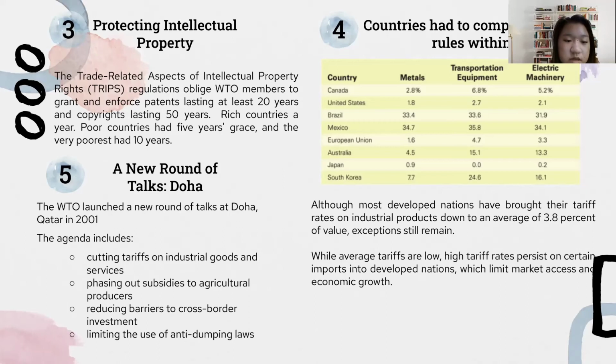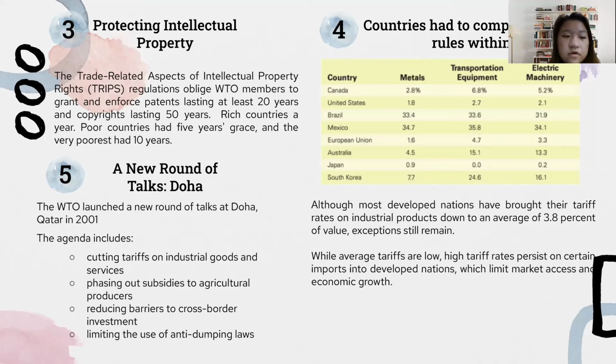Rich countries had to comply with the rules within a year, but poor countries, in which such protection generally was much weaker, had 5 years grace and the very poorest had 10 years. The basis for this agreement was a strong belief among signatory nations that the protection of intellectual property through patents, trademarks, and copyrights must be an essential element of the international trading system.